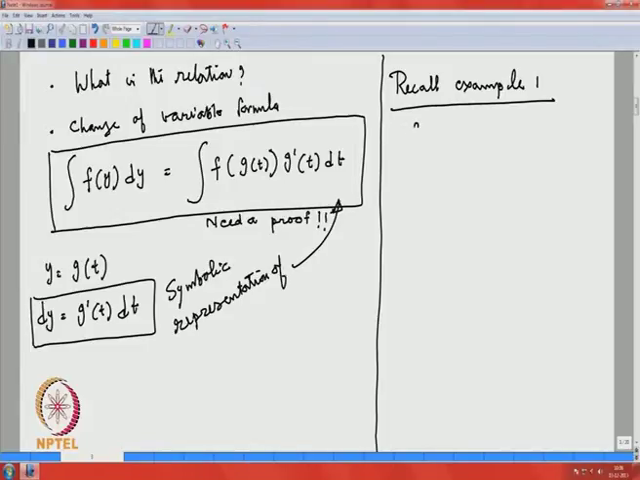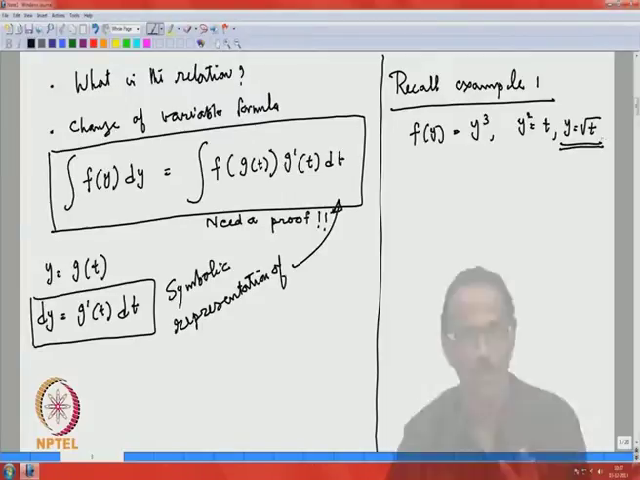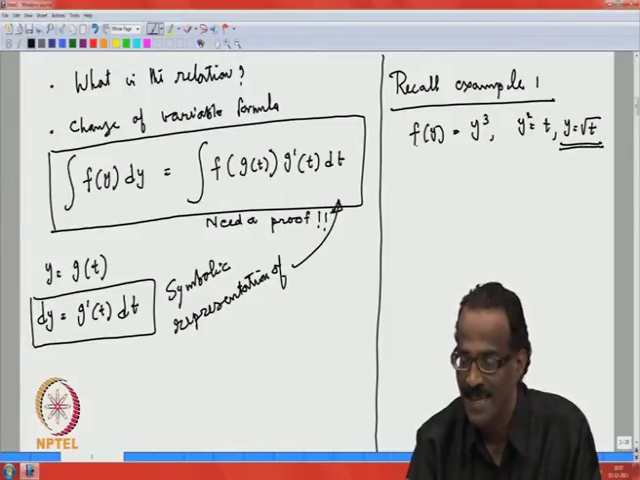What is the first example? You will have f of y is equal to y cube, and then you substitute y square is equal to t, or y is equal to root t. And then I want to understand the integration with this relation. So, I am not going to write dy equal to something, because I am not going to use dy equal to d whatever 1 by root 2 d dt at all, because that has no meaning. So, I want to understand the integral of that one.